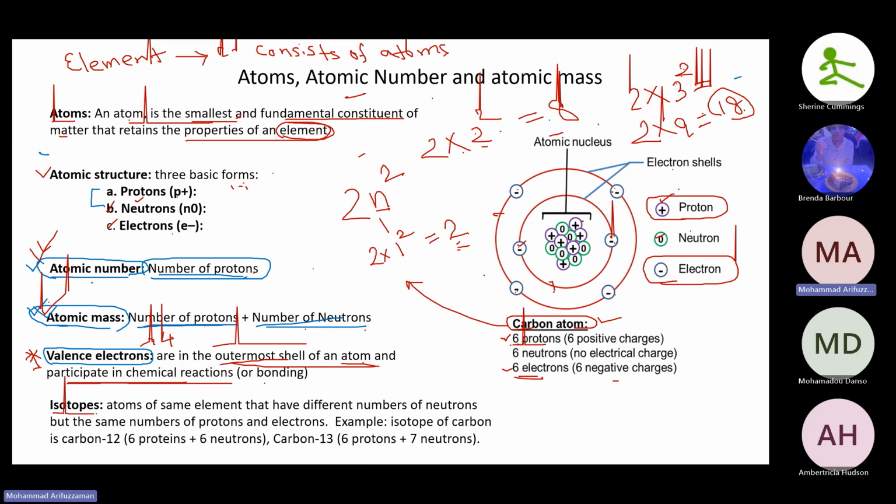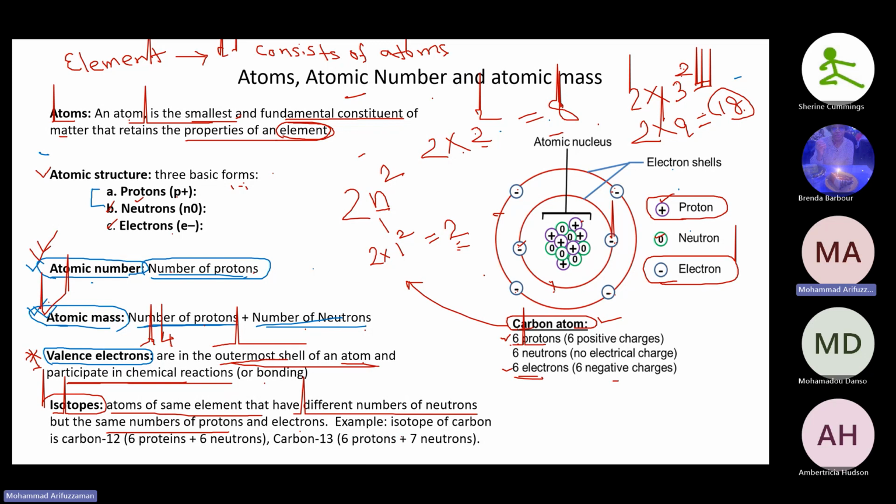Now the isotopes. The definition of isotopes is: atoms of the same element have a different number of neutrons, but the same number of protons and electrons. That is an isotope. So the number of electrons and protons is the same, but the neutron number is different. So that is called an isotope.